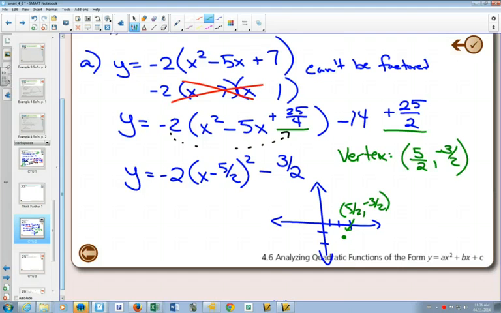It's going down because the a value is negative. You would go over 1, down 2 to find your next point. If I went over 1 to the right, I'm at 2.5. Can you see that that would be now at 3.5? Agreed? Going over 1 to the right, going down 2, I was at negative 1.5. If I went down 2, I'd be at negative 3.5.